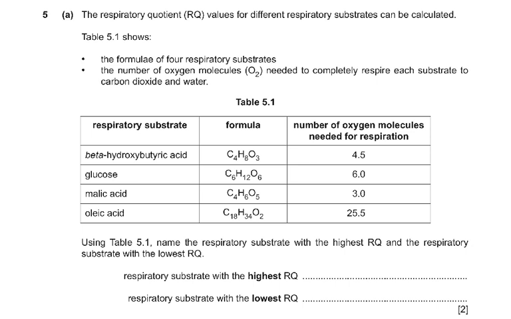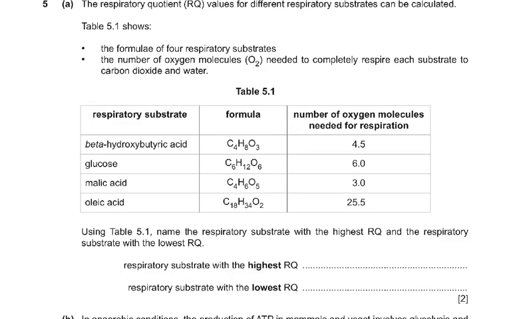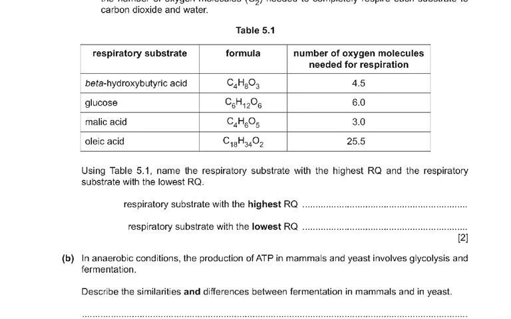Question 5, the respiratory quotient RQ values for different respiratory substrates can be calculated. Table 5.1 shows the formula for 4 respiratory substrates, and the number of oxygen molecules needed to completely respire the substrate to carbon dioxide and water. Using table 5.1, name the respiratory substrate with the highest RQ and the respiratory substrate with the lowest. So highest RQ was malic acid. This is something very basic. Malic acid has the highest RQ.